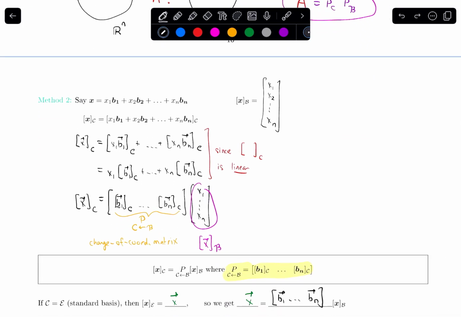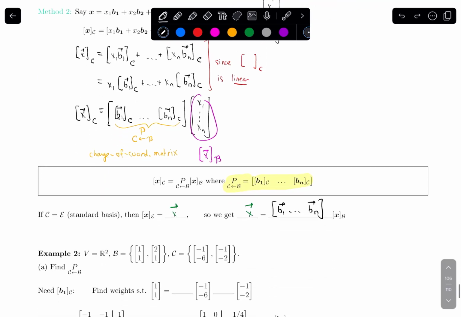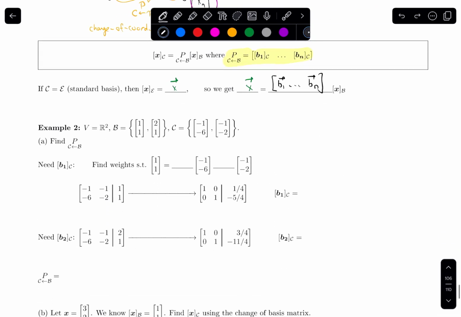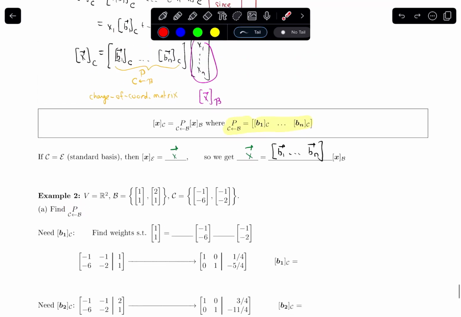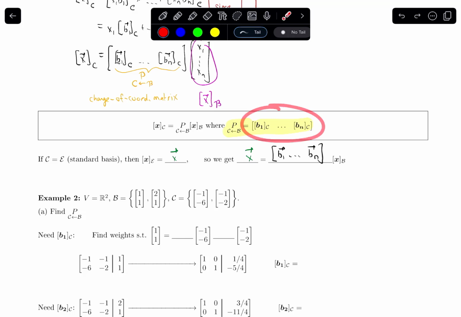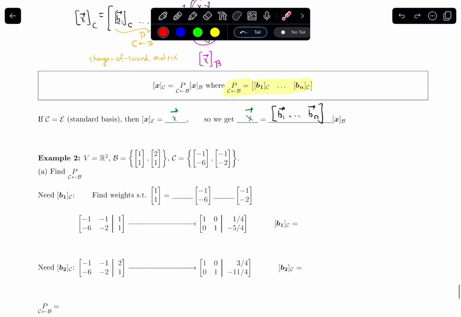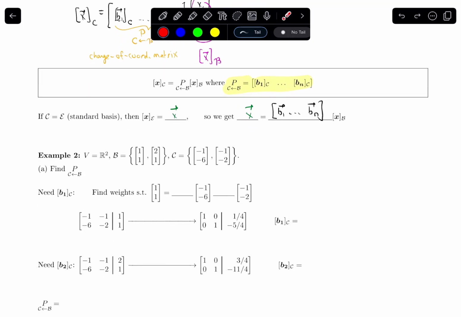All right, so let's end this video with an example. So let's apply this change of basis matrix. I'm going to go back to that example that we started the video off with, where V is R2. I have these two bases for it, and I want to practice finding this change of coordinates matrix. So I'm going to do it using this formula that we have here. But we could do it using the first method as well.